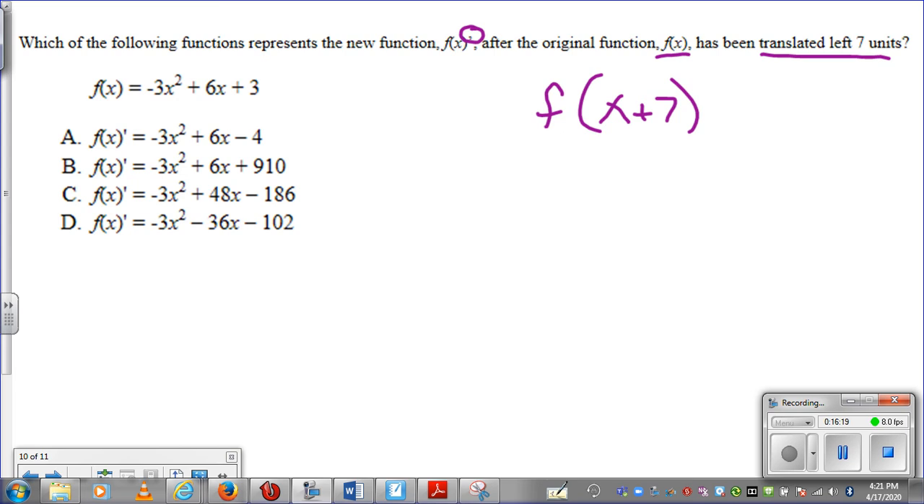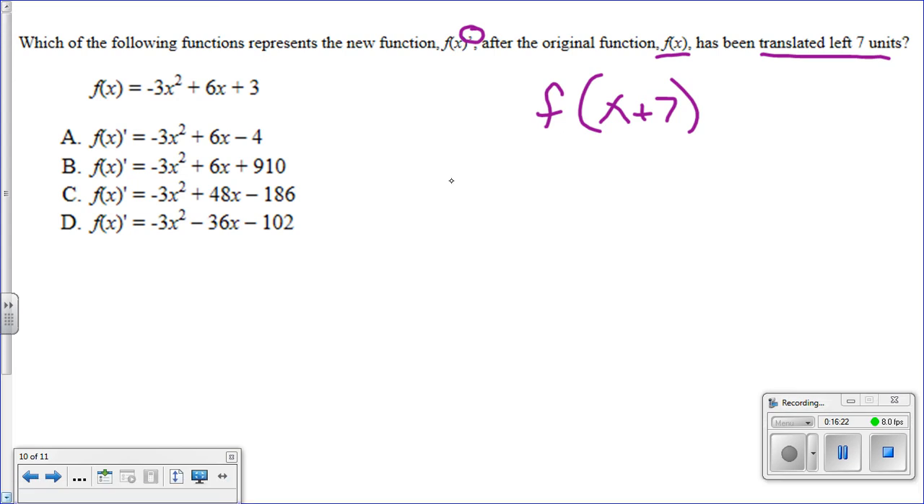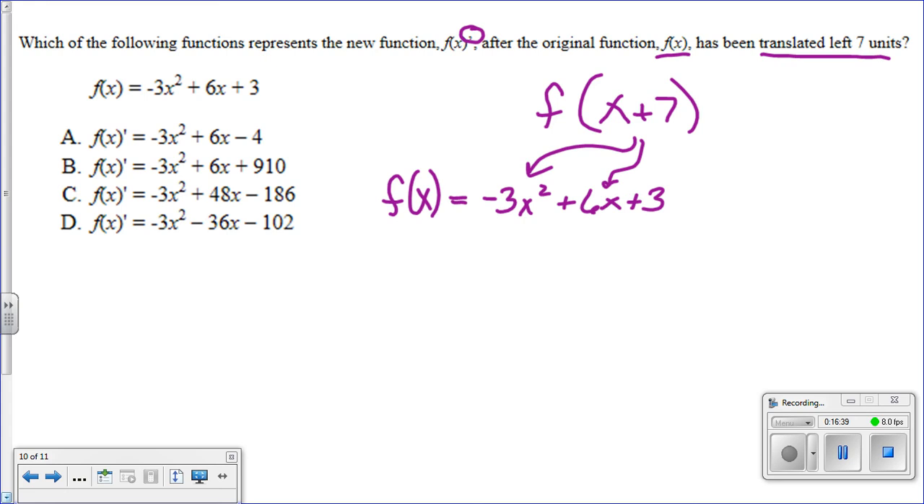So now we know that this is going to be f of x plus 7. Then what I'm going to do is take f of x, and wherever I see an x, I'm going to put in x plus 7, because in order to go left 7, you have to add 7 to your x. So everywhere I see the x, I'm going to add the 7. Because that's how I go left 7.